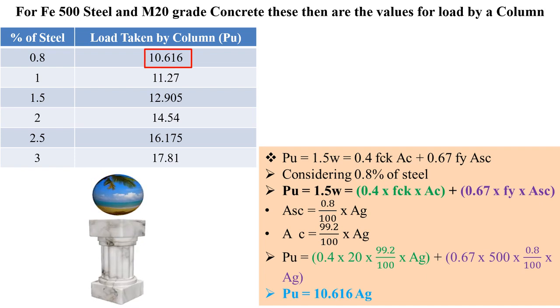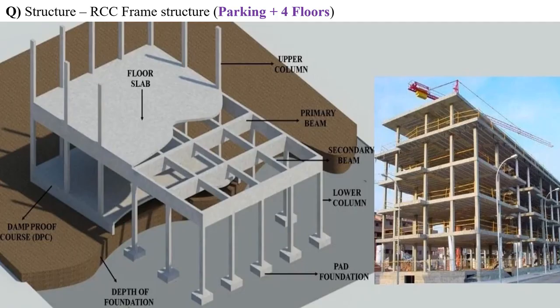So that is the way we have derived the table for 0.8 percentage steel. We are going to use the formula Pu equals 0.616 Ag. That is the relation between the area of steel and the cross-sectional area of the column. So now you understand. In a similar way, we already calculated for different percentages. Now let's move to the design part, which is the most important part.